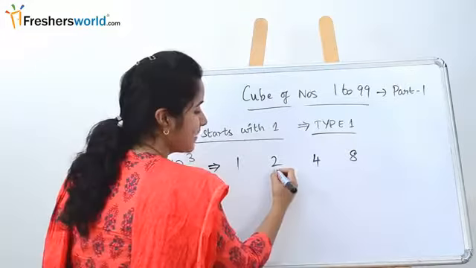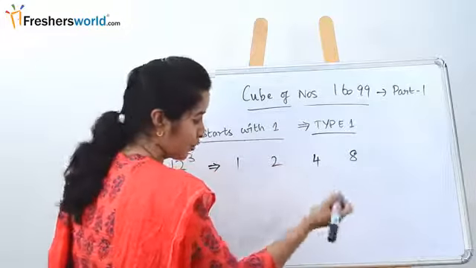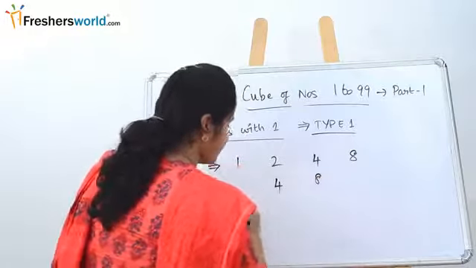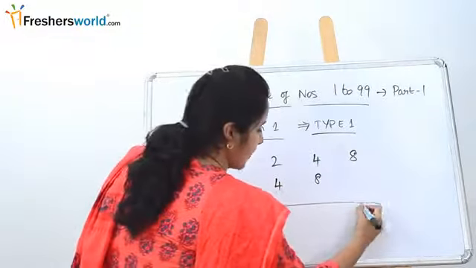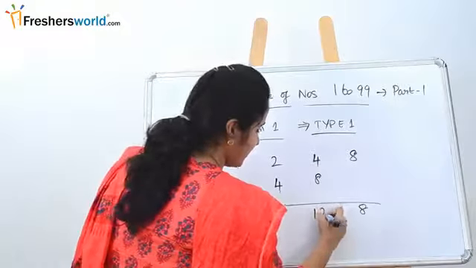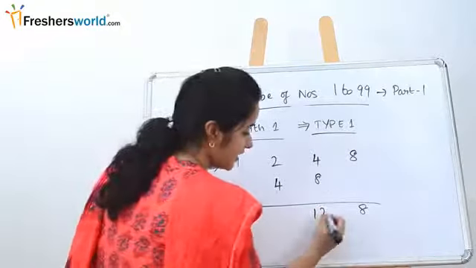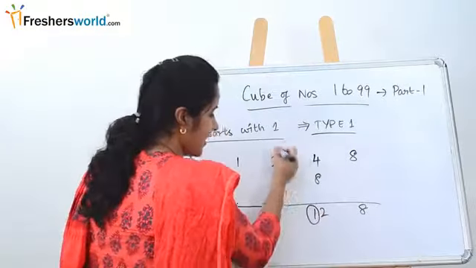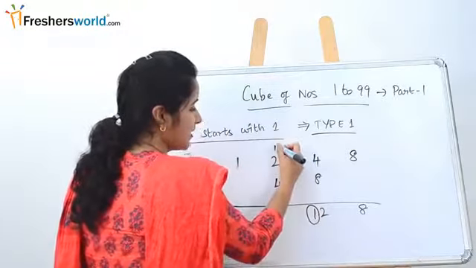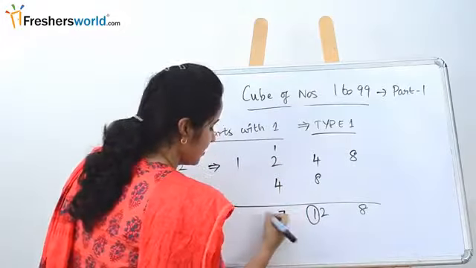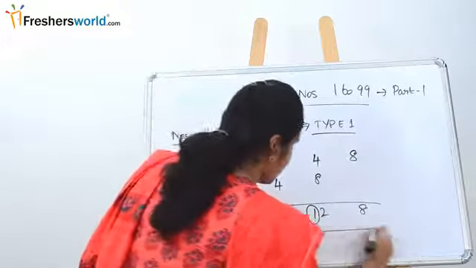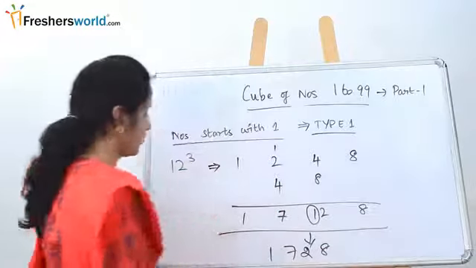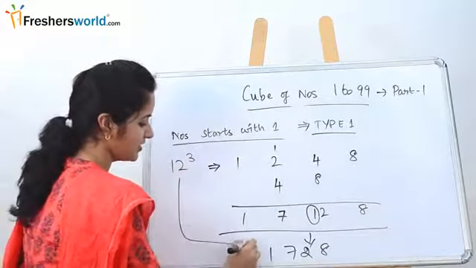Next step is to multiply the middle 2 digits by 2. So 2 into 2 is 4, 4 into 2 is 8. Now let's start adding. 8. 8 plus 4 is 12. So 2 will remain there, and the 1 that is here, take it there. 2 plus 1 is 3, plus 4 is equal to 7. So we write 1, 7, 2, 8. So 12 cube is nothing but 1728.